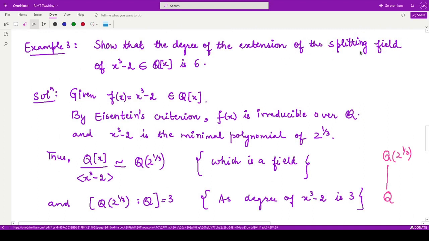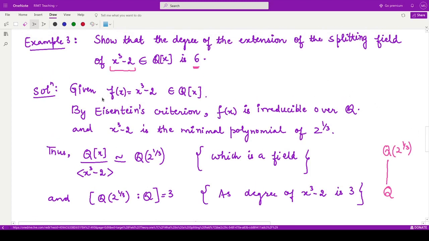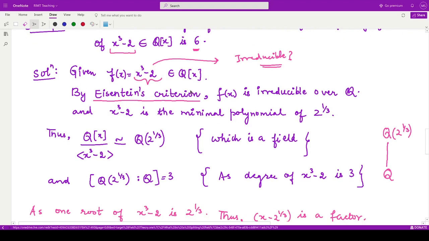Show that the degree of extension of the splitting field of x cube minus 2 is 6. So for that, what do we do? Here, the given polynomial is x cube minus 2. Firstly, we will check whether this is an irreducible polynomial or not. To check its irreducibility, we will go to Eisenstein's criterion. What does this say? It says that this polynomial is irreducible over Q because there is a prime number p such that all the conditions of Eisenstein's criterion are satisfied. Once this becomes an irreducible polynomial and it is a monic polynomial, we can say this polynomial is the minimal polynomial of 2 to the power 1 by 3. Why 2 to the power 1 by 3? Because this is the root of this particular polynomial x cube minus 2.